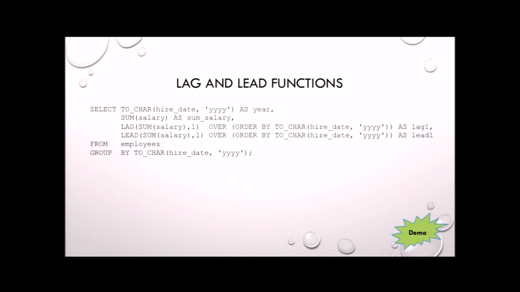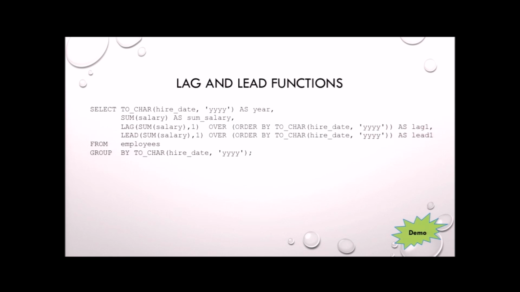Okay? You would get the sum of the salary for that particular year. This line would give me the sum of the salary for the previous year. And lead would give me the sum of the salary for the next year, all on 1 row. So if you're doing some comparison, you could see what current year, previous year, and next year sums of salaries were, all on a single row.